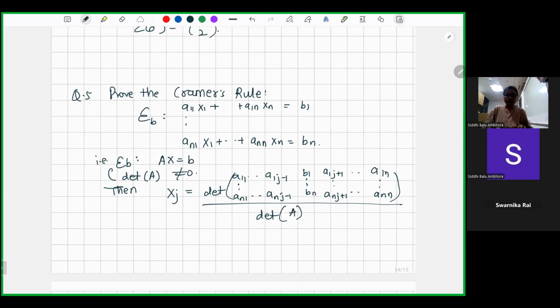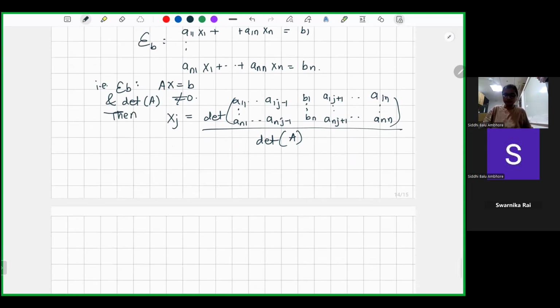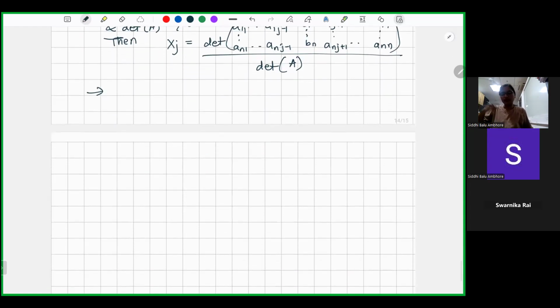Because we are dividing by determinant of A, we need determinant of A to be non-zero. And how the proof follows: remember when we discussed the system of linear equations, I told you already that if I have AX equal to B with A invertible, or non-singular, then this X will be A inverse B. It will have a unique solution, and it will be A inverse B.